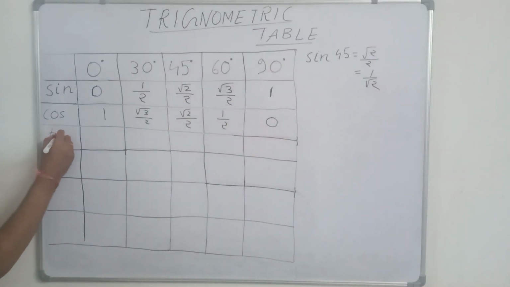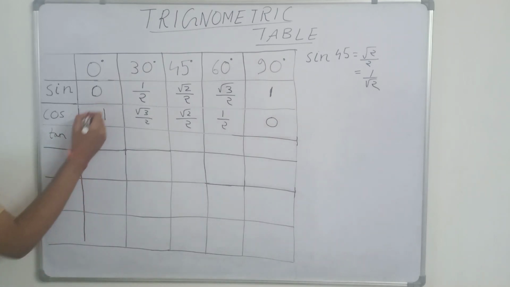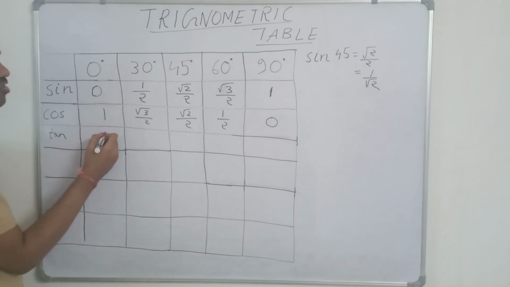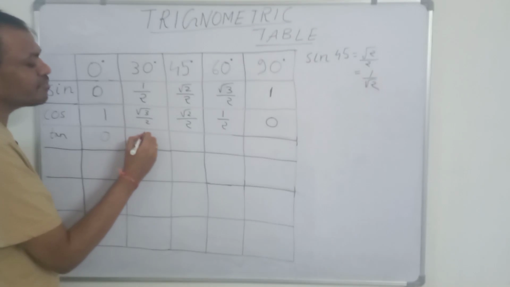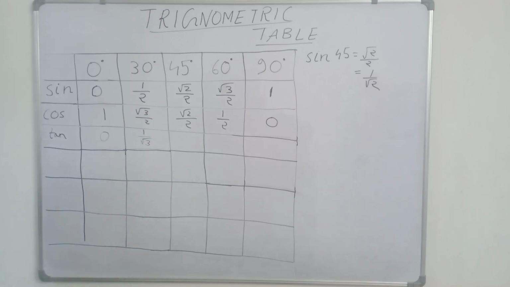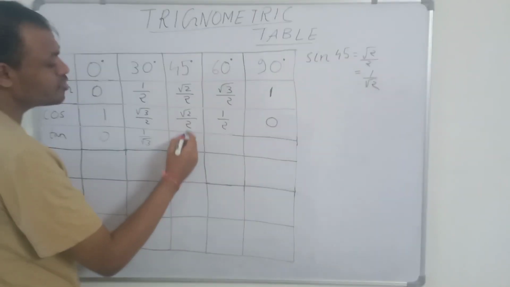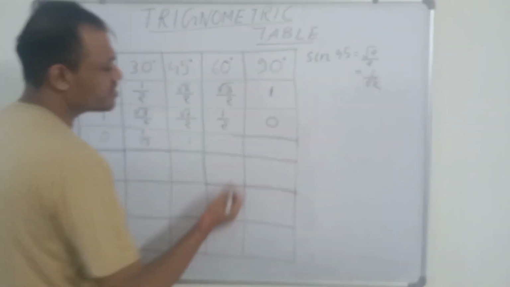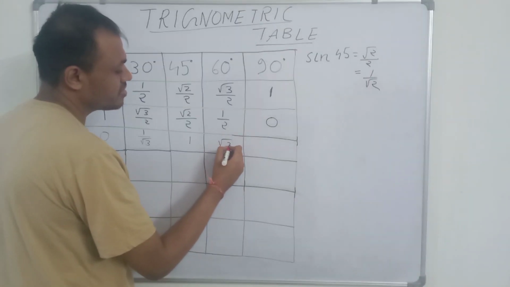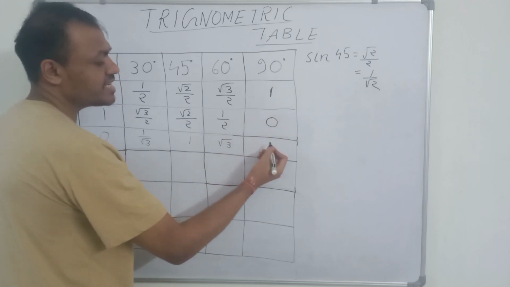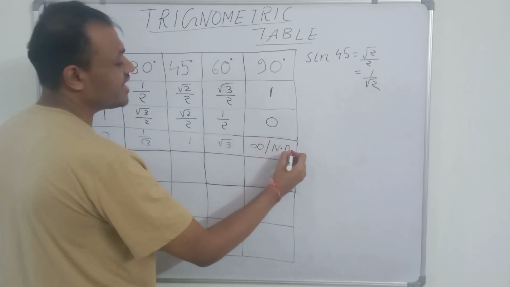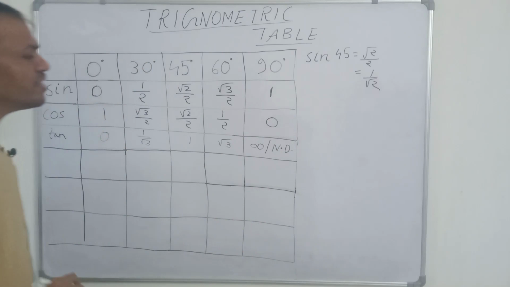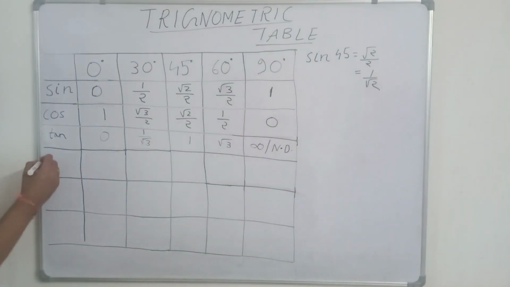Now tan theta is equal to sine upon cos. So for tan just divide sine by cos. So 0 by 1 is 0. 1 by 2 upon root 3 by 2 equal to 1 upon root 3. Root 2 by 2 upon root 2 by 2 equal to 1. Root 3 by 2 upon 1 by 2 equal to root 3. And 1 upon 0 is infinity or not defined, because 1 upon 0 is not defined. So this is how we derive tan theta.